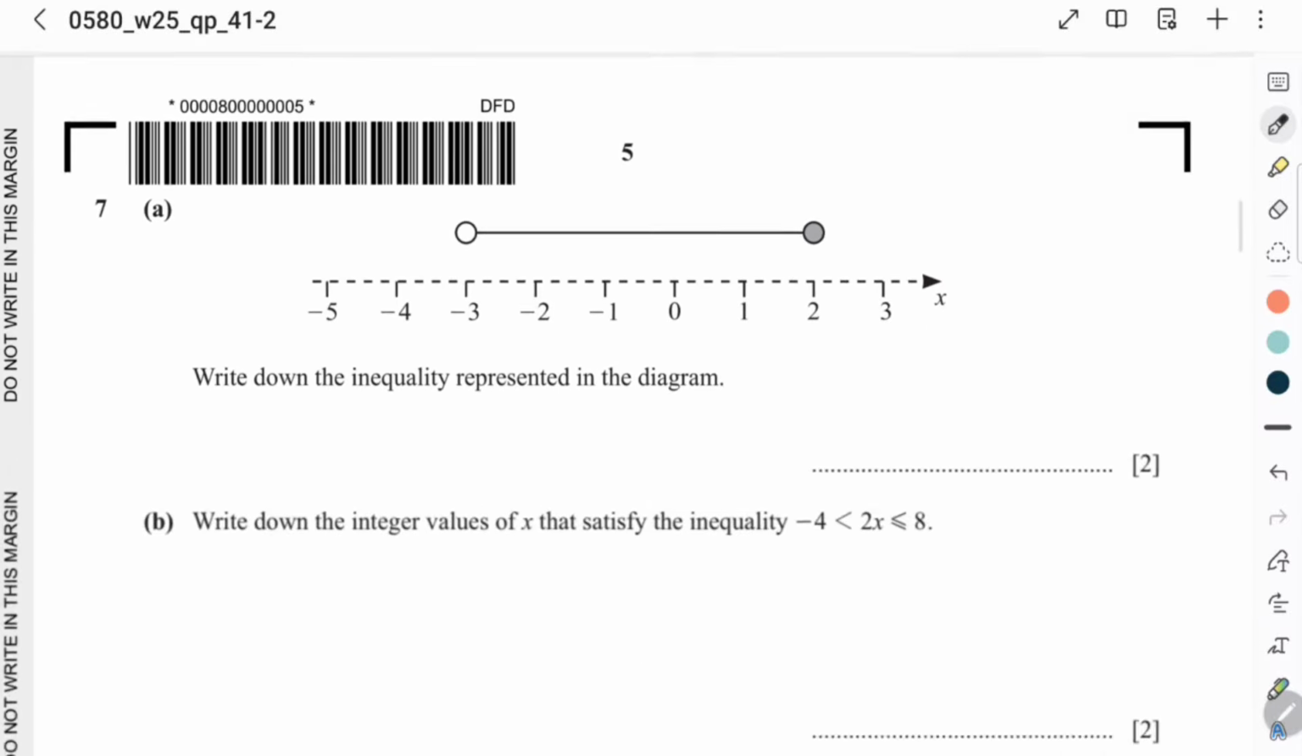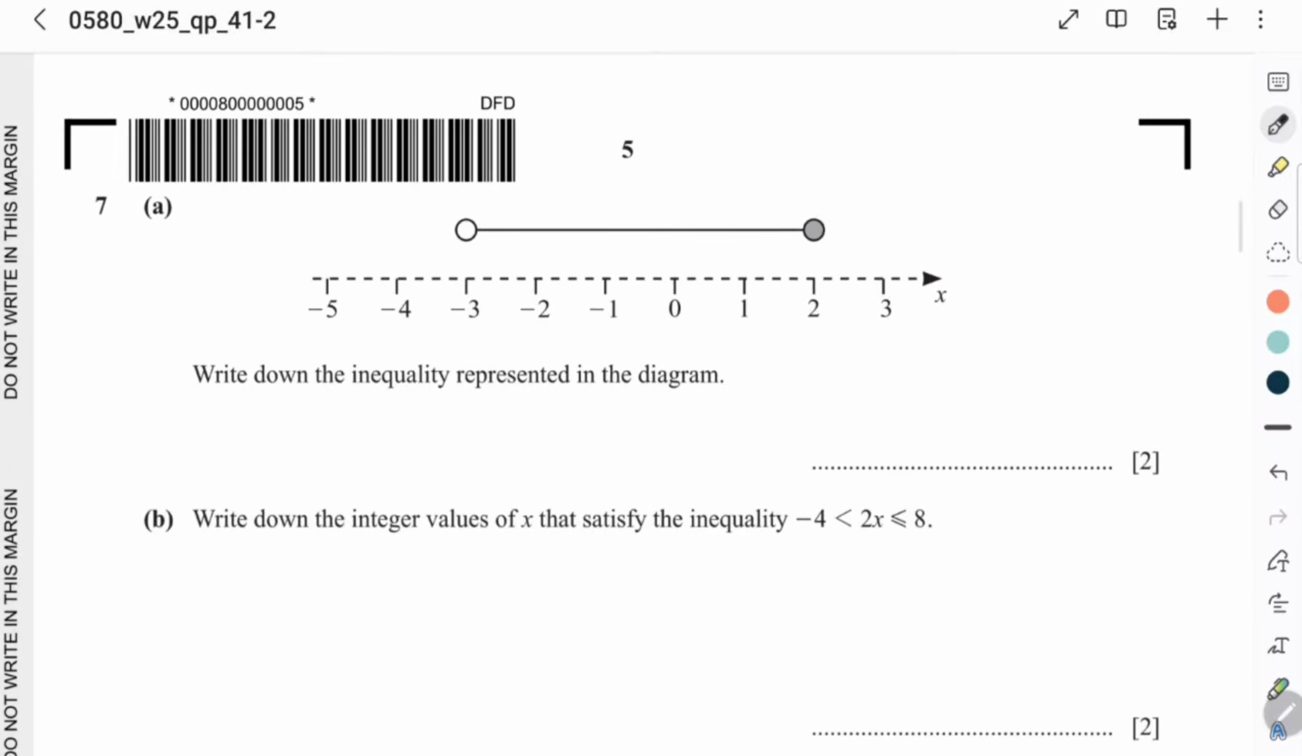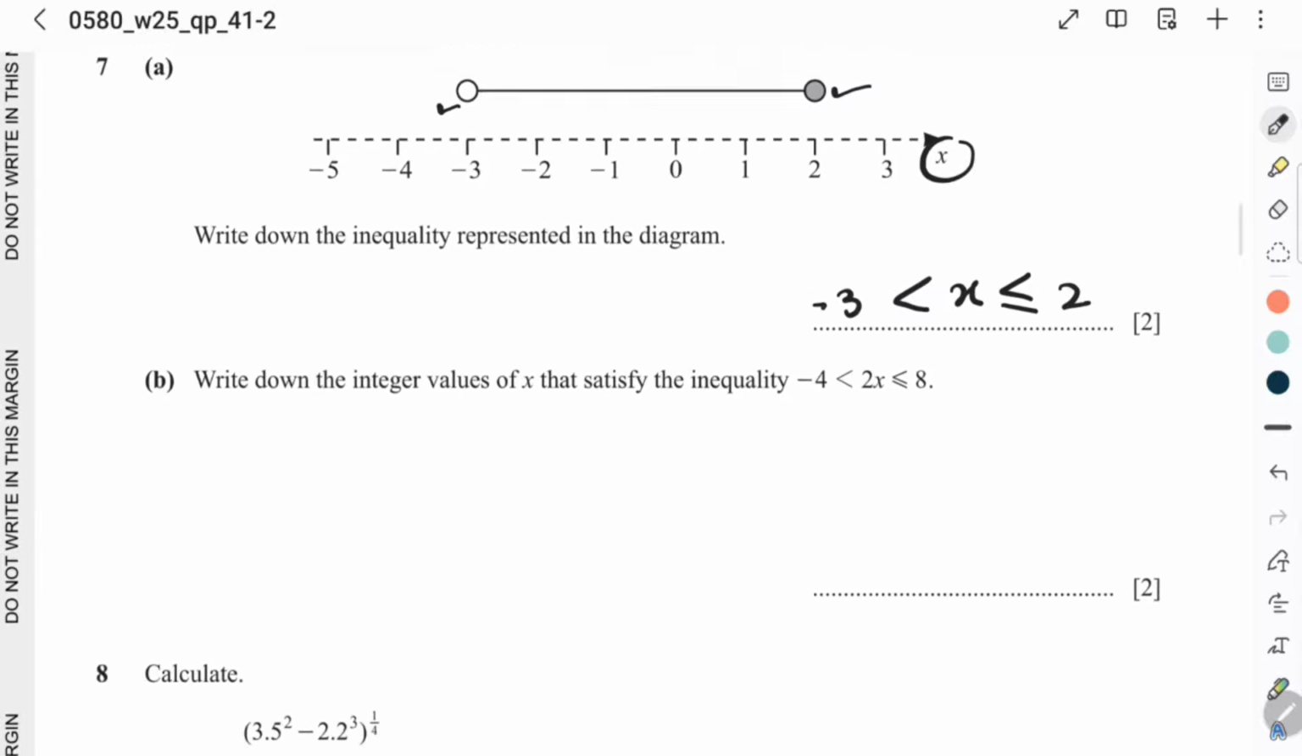Question number 7. You can see a number line over there. Write down the inequality represented in the number line. So you can see that it is minus 3 to 2 and it is x, so just write down x. It is filled circle, so that's why equals to with it, and it is not filled circle, so it will be only less than. So minus 3 is less than x is less than equals to 2.